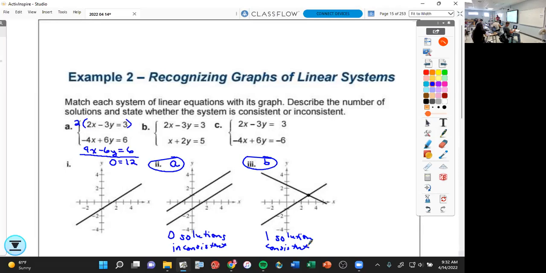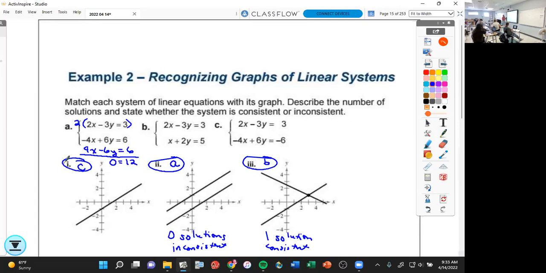Letter C, what do you notice? Okay, yeah, they're the same line, right? If you took that first one and multiplied it by -2, you'd get the second one. These are exactly the same lines. Or if you took the first one and multiplied it by 2, you would get 0 equals 0 if you combine them, right? Which is a true statement. So this is C. Is this consistent or inconsistent?